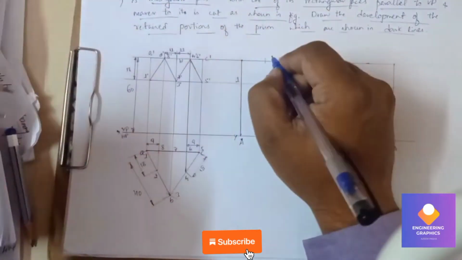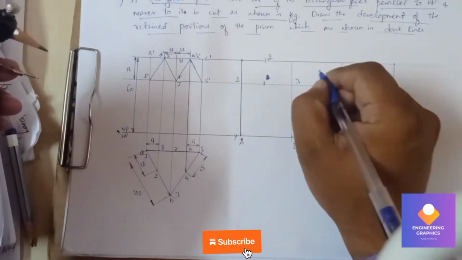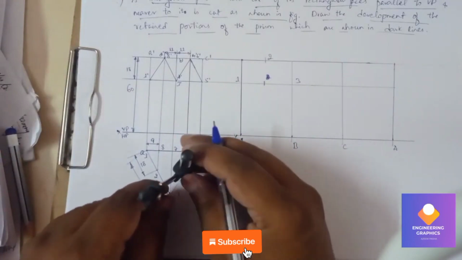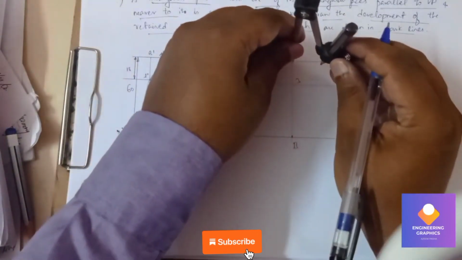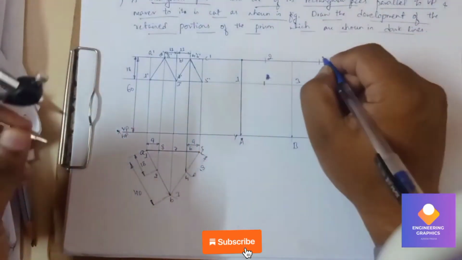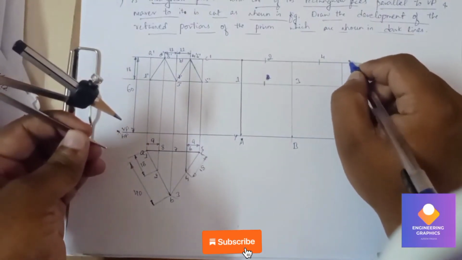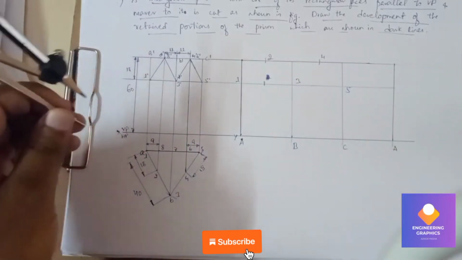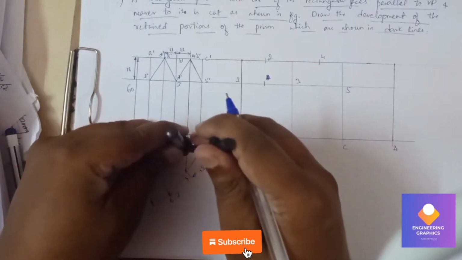This is where we need to mention point number 2. Then 3 we get here. Again for 4, you can see that we need to measure the 3 to 4 length from the top view. So we should measure that and cut the arc here. And then here we will have 5, and then again 6. 5 to 6 we need to measure from the top view.